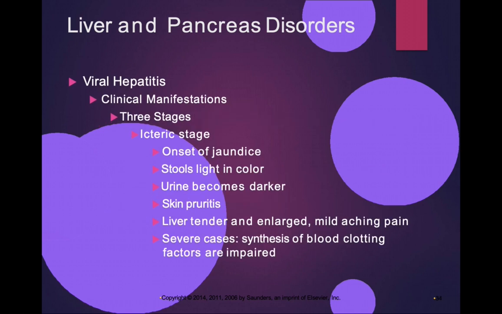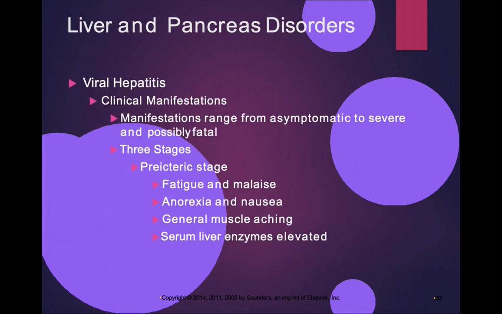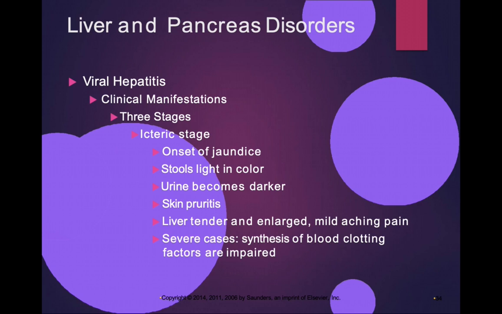Let's go back to pre-icteric. Let's do the icteric stage. This is where there is the onset of jaundice. The stools now appear to be lighter in color. The urine becomes darker. There's skin itchiness or pruritus. The liver is tender. There's hepatomegaly, it's enlarged.